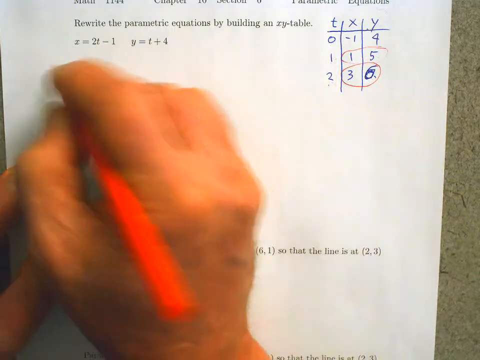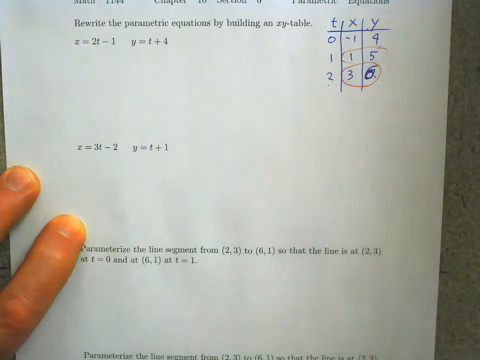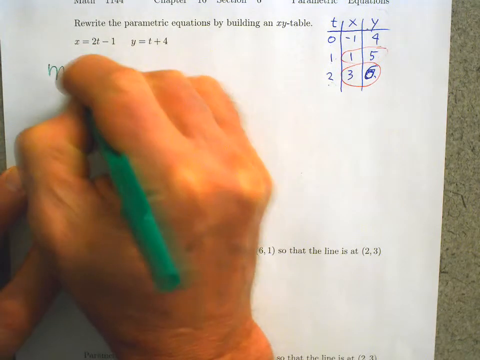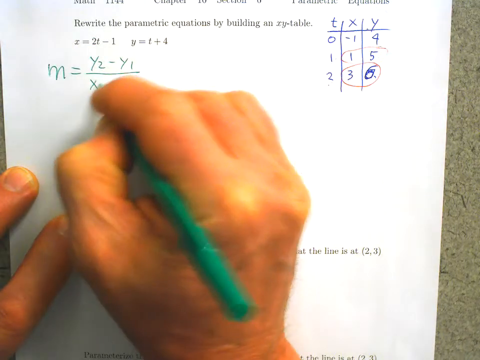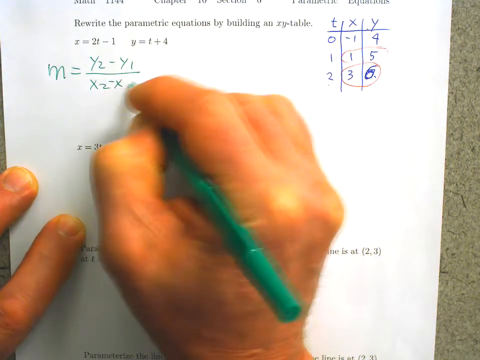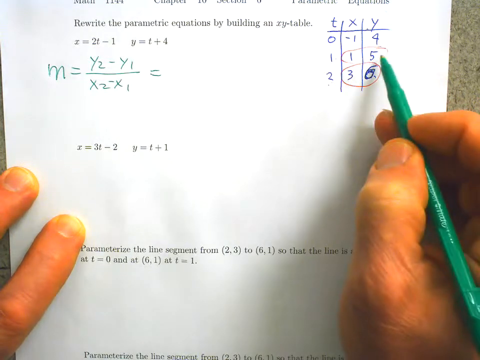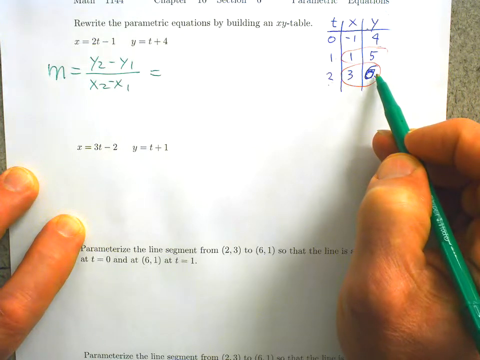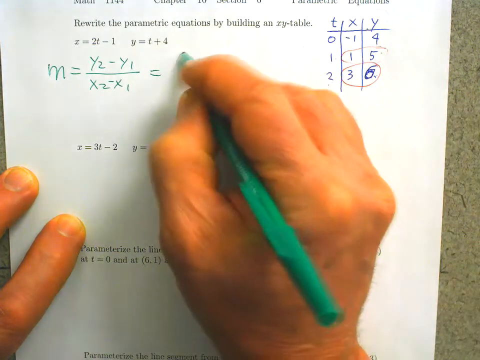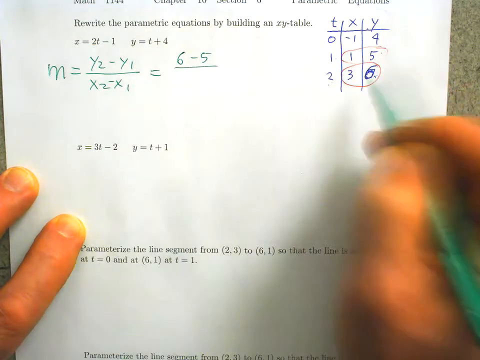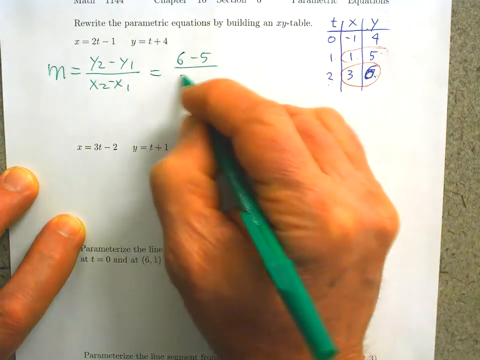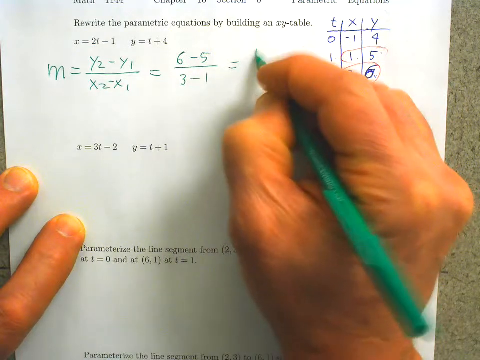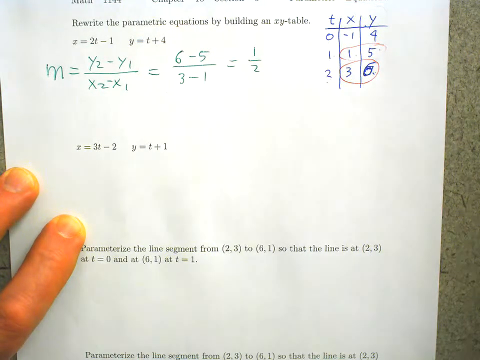So remember the slope formula: y2 minus y1 divided by x2 minus x1. So I'll pick y2 minus y1 to be 6 minus 5, and x2 minus x1, 3 minus 1. So I get 1 over 2. So the slope of the line is 1/2.